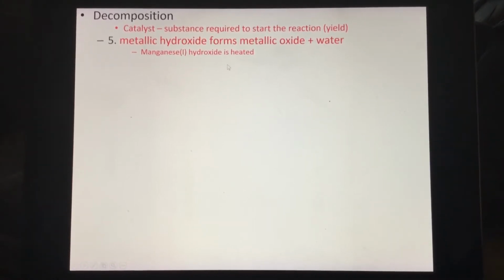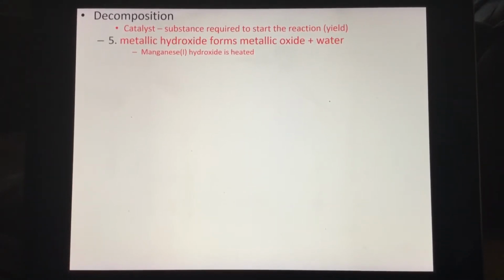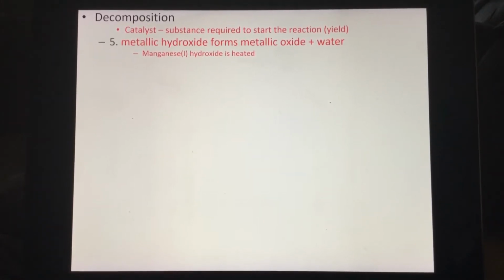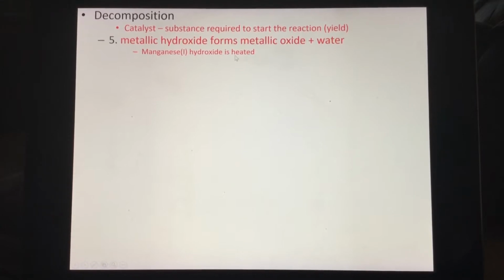Now here the catalyst is the heat. So oftentimes you'll see heated, or we could have electricity, or like you saw in the types of reaction activity, the hydrogen peroxide was decomposed using a compound, manganese dioxide. So the heat is actually considered our catalyst in this situation.